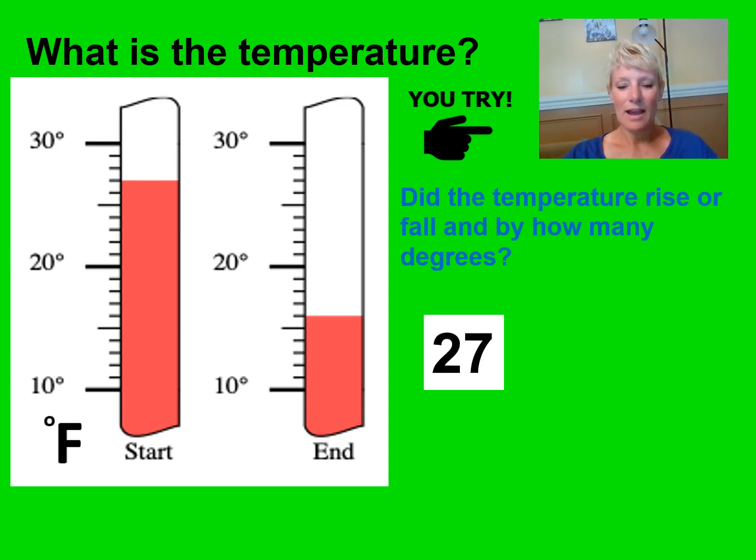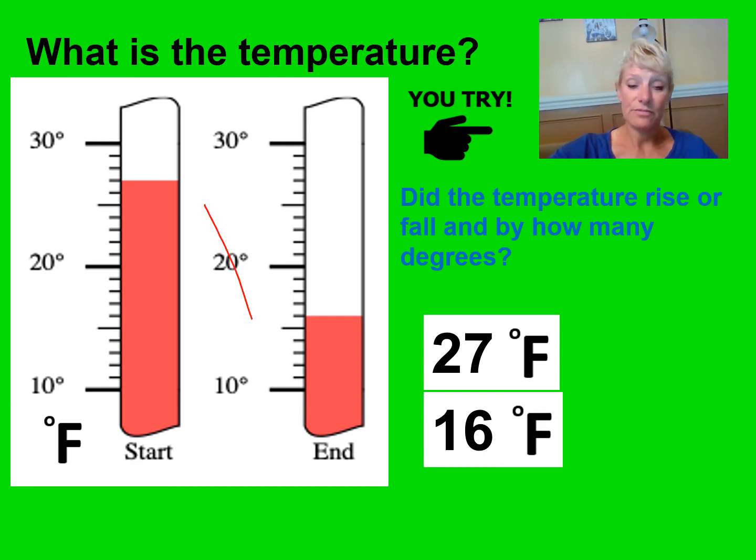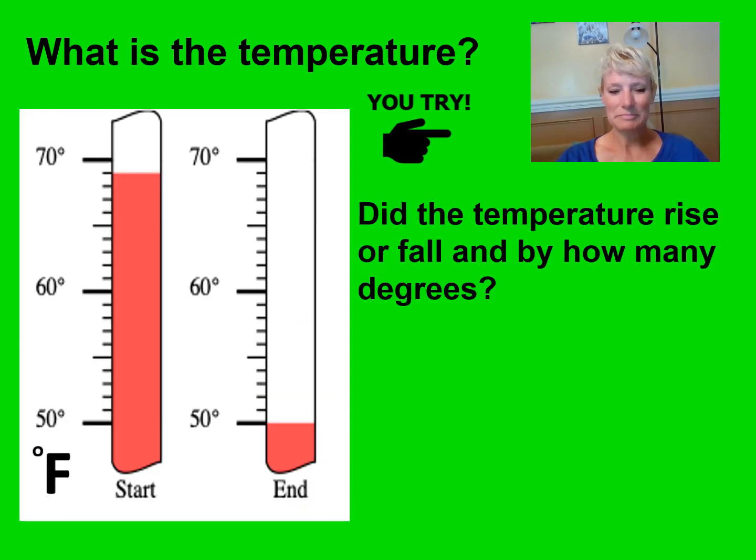All right, try this one. Okay, I got 27 degrees. And then for my next one, I got 16 degrees. And I found that they fell. So in order to find out how much they fell by, I'm going to subtract, and I had 11 degrees. I hope you got that too. All right, try this one.